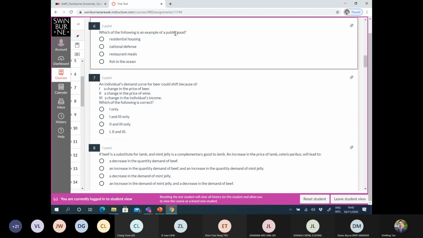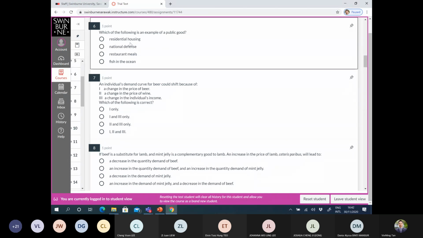Which of the following is an example of public good? Public good means it's the goods that everybody can use. You cannot prevent anybody from using the good. It's called public goods. Public good is the goods that everybody is allowed to use, and you cannot prevent or exclude anybody from using those products. So which one is an example of public good then?